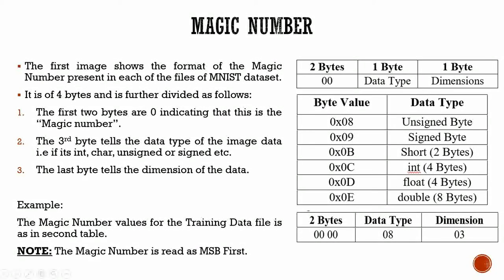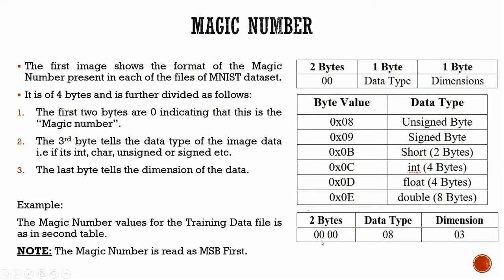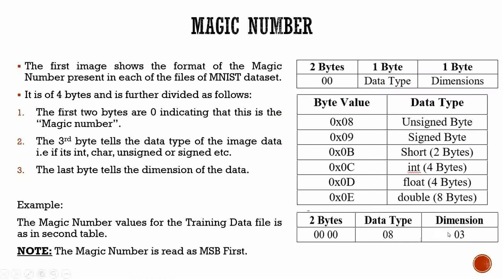So let's consider an example. Here you can see that for the previous data that we have a magic number of 00000803. So if we have this and put this into this table, we see that first 2 bytes 00, and then the data type is 08, which means it is unsigned byte. Is it? Yes, it is. And then the dimension, that is 3 by 3.